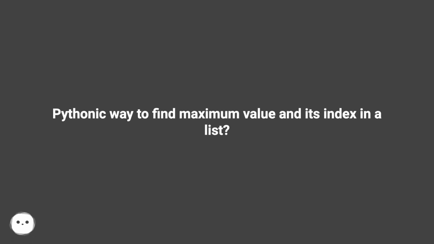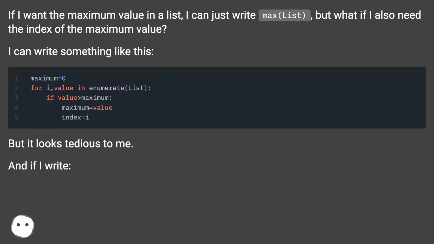Pythonic way to find maximum value and its index in a list? If I want the maximum value in a list, I can just write max(list), but what if I also need the index of the maximum value?